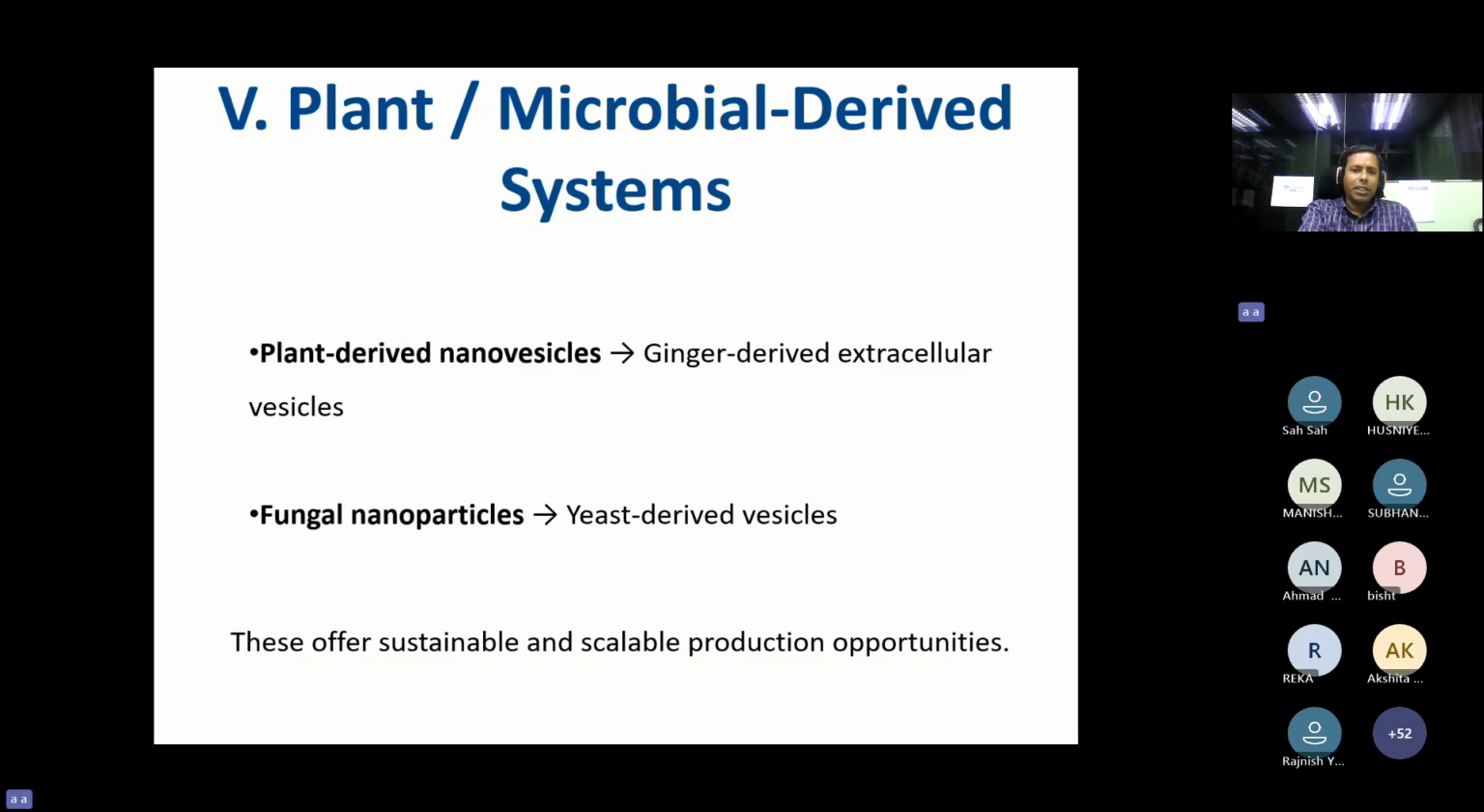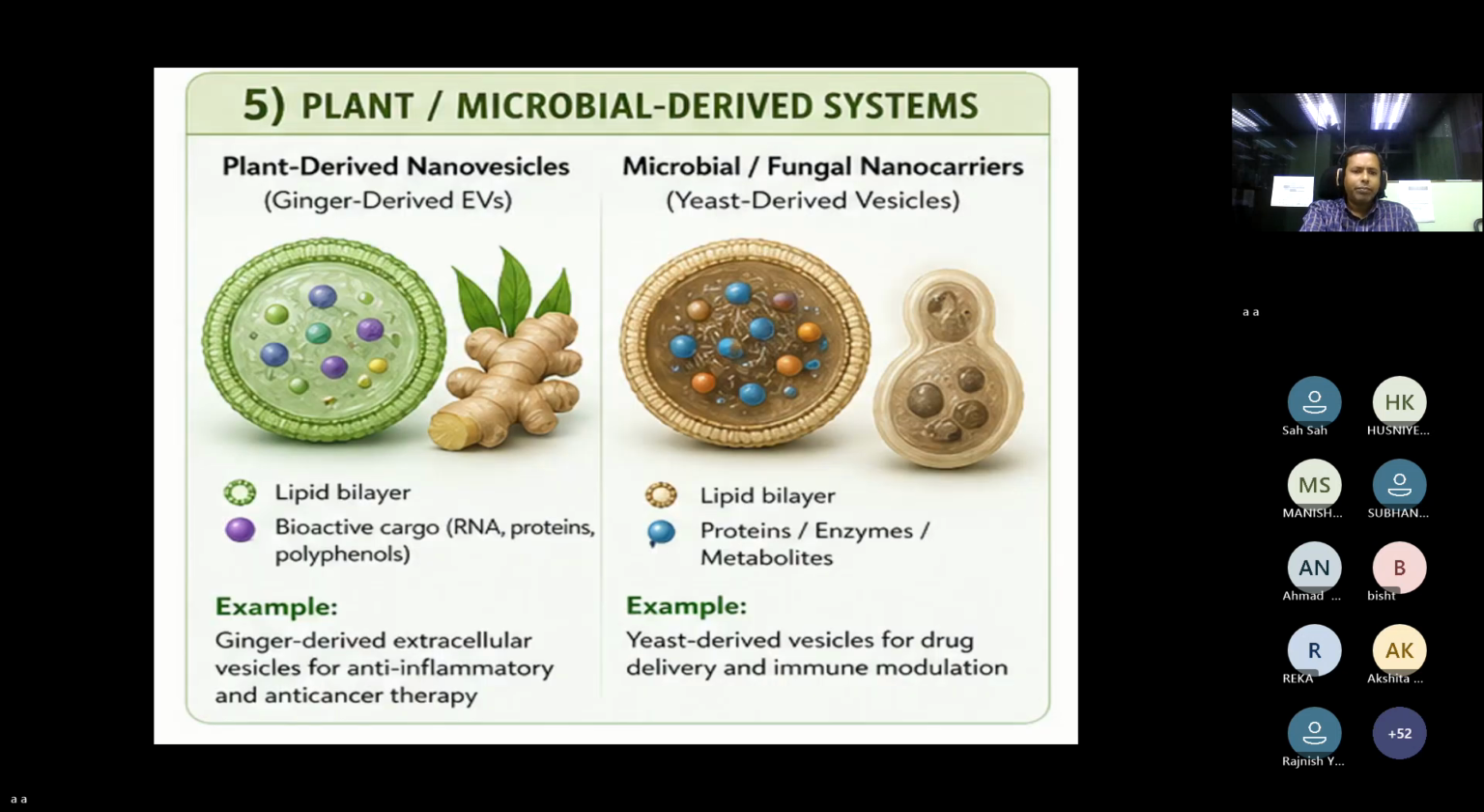Plant and microbial-derived systems, for example, ginger-derived extracellular vesicles are used as exosome-like nanovesicles, and fungal nanoparticles, for example from yeast-derived vesicles, are commonly used and have high value for scalable production opportunities. The ginger we commonly use in our cooking every day has extracellular vesicles for anti-inflammatory and anti-cancer therapy.